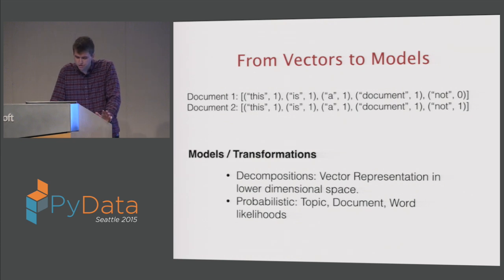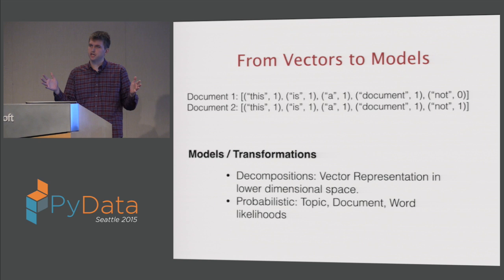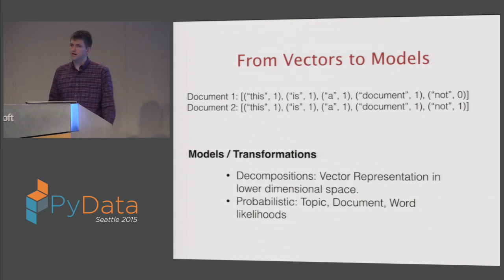That said, there are two broad models and transformations that I would classify when doing NLP. You have these decompositions, where you take this vector representation and project it down into a lower dimensional space. If you've seen PCA, it's a very similar idea, and certainly these two topics get meshed together because you can have probabilistic PCA or things like that. So they get kind of muddled together. However, if I were to categorize them in my brain, this is how I would think about them.